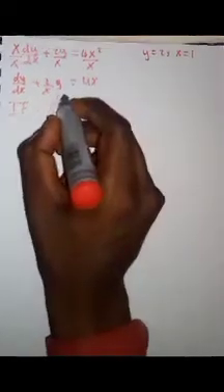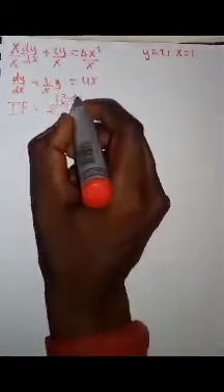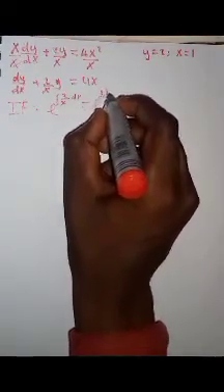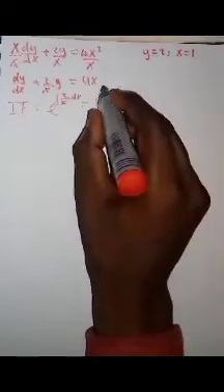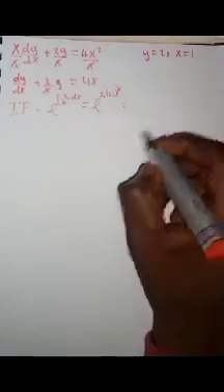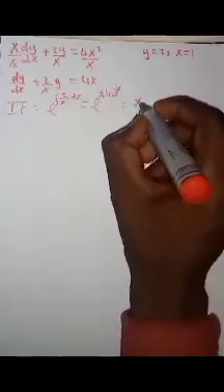Then our integrating factor is going to be e raised to the power of the integral of the coefficient of y, which is 2/x dx. This gives us e raised to the power 2 times the natural log of x. If we bring the 2 to the front, we have e raised to the power ln of x squared, and the e and the ln cancel, so we are going to have x squared.